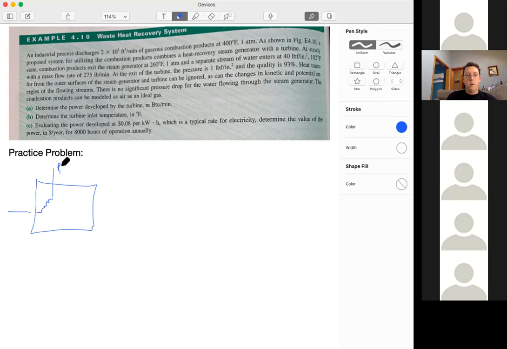So P1 is 1 atmosphere. And the temperature at state 1 is going to be 400 degrees Fahrenheit. And they give me the volume flow rate at state 1, which is 2 times 10 to the 5 feet cubed per minute.